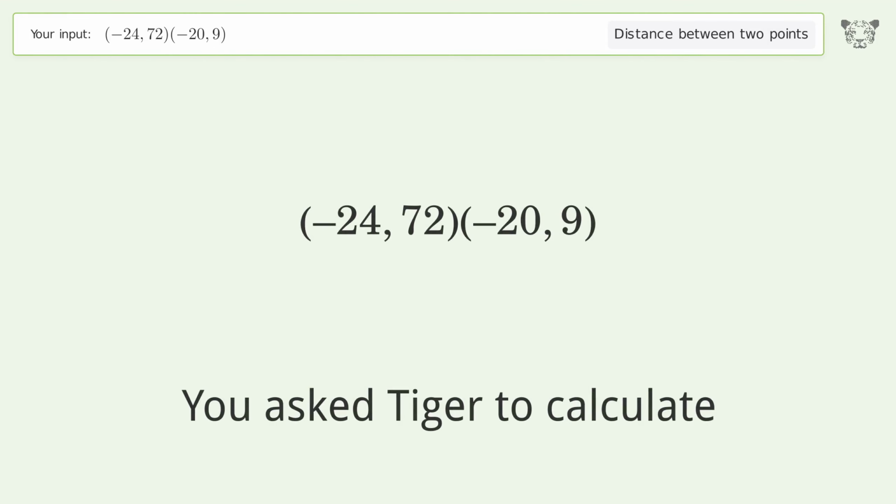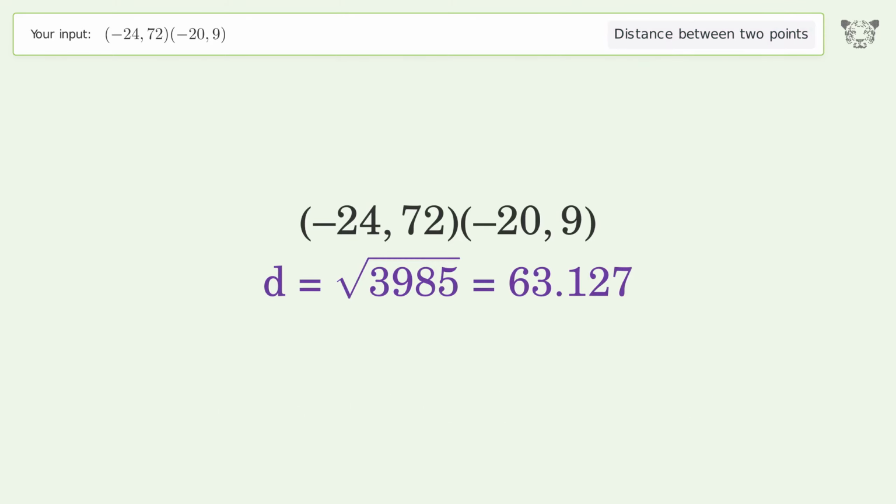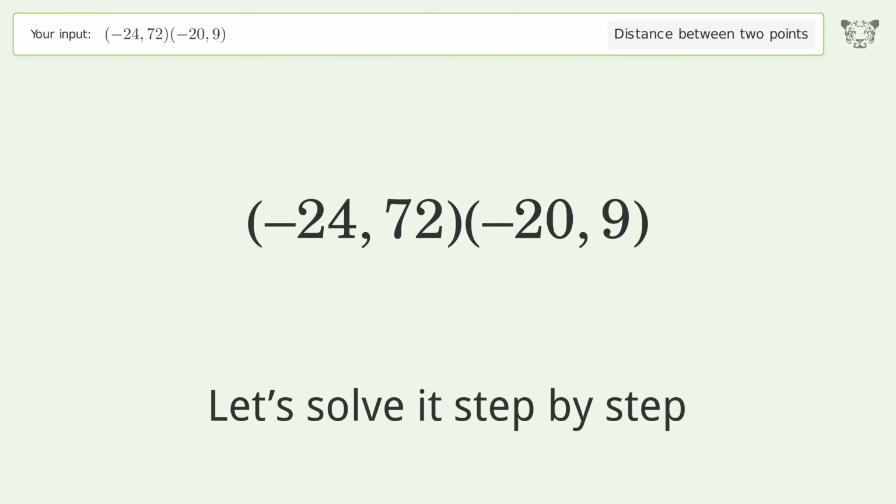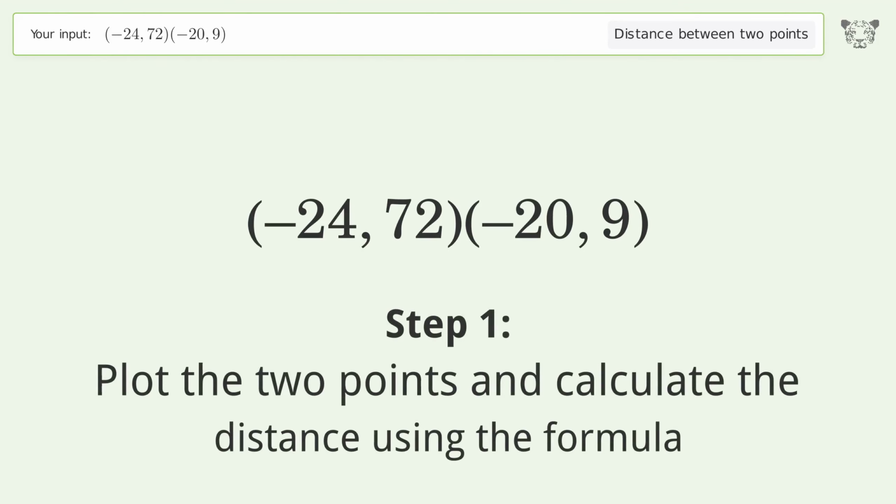You ask to calculate the distance between 2 points. The distance between the 2 points is the square root of 3,985, or 63.127. Let's solve it step by step. Plot the 2 points and calculate the distance using the formula.